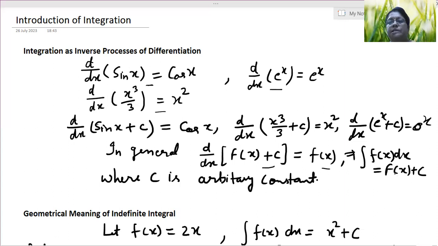यहां से बच्चों sin x, differential of sin x is cos x. Integral of cos x is sin x. Okay. So sin x is the antiderivative of cos x. e की power x is the antiderivative of e की power x. x cube upon 3 is the antiderivative of x square. So in that way, you can understand the integration as inverse process of differentiation.